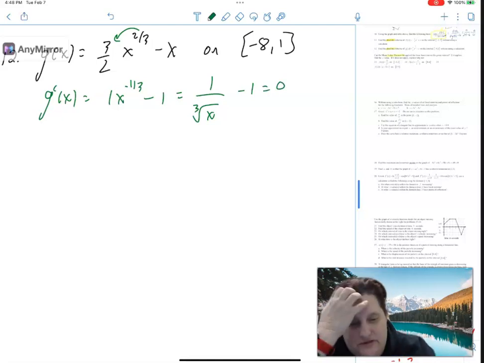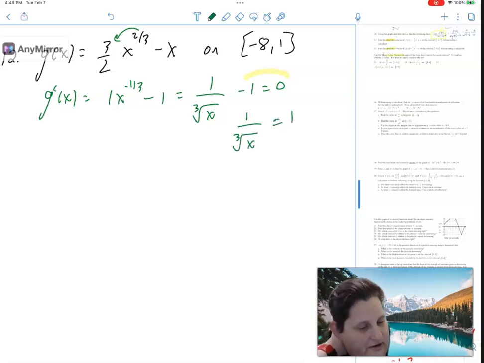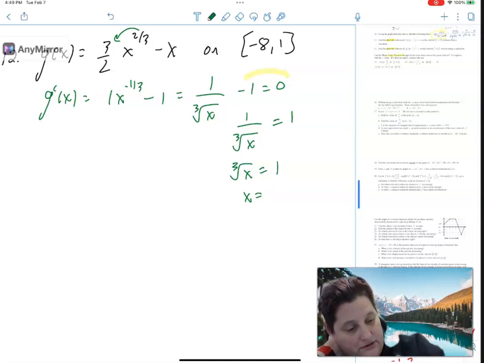And if I set that equal to 0, if I bring that over, 1 over the cube root of x equals 1. So if I cross multiply that, the cube root of x is 1. And if I cube both sides, x is 1. All right. And that's my only critical point.